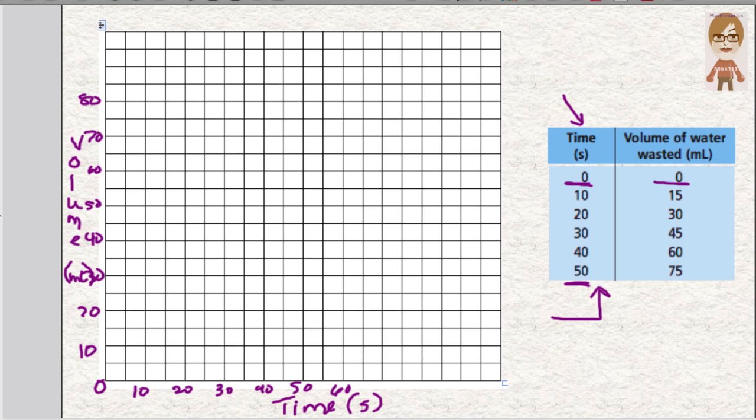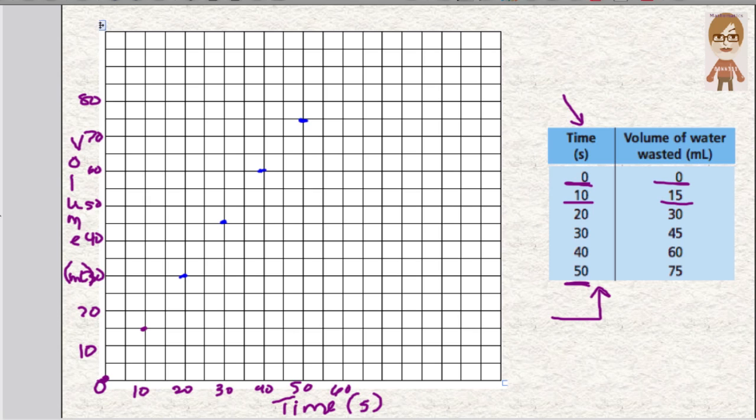0, 0 is our first ordered pair. The second one, over 10, up 15. So over 10, up 15 would be there. And then 20, 30 would be here. 30, 45, 40, 60 here. 50, 75 would be up here.